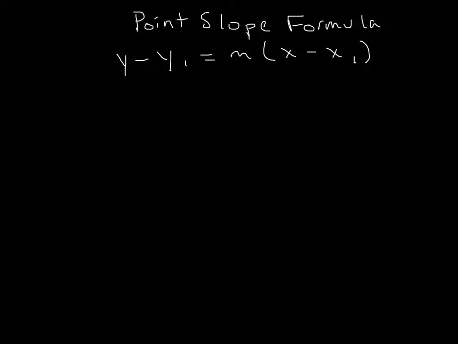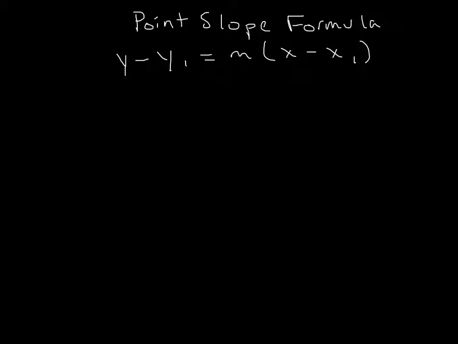Okay, this time we're going to talk about point-slope formula. We've already talked about slope. We've talked about slope-intercept form. Now we're going to talk about point-slope formula. You're going to use this one, obviously, when you have a point and the slope, or you can find a point and the slope.